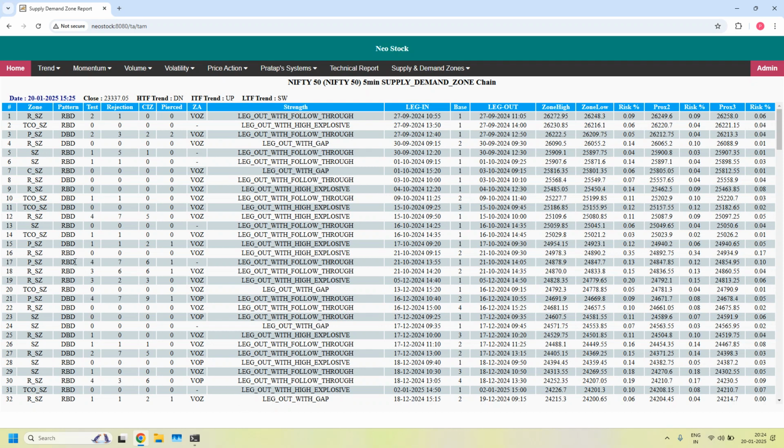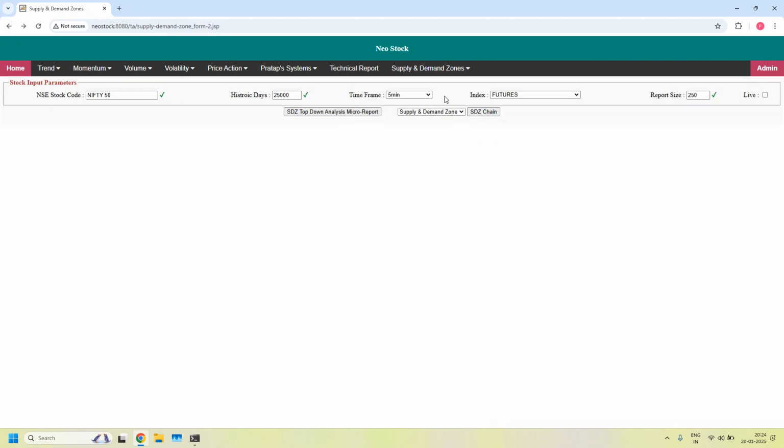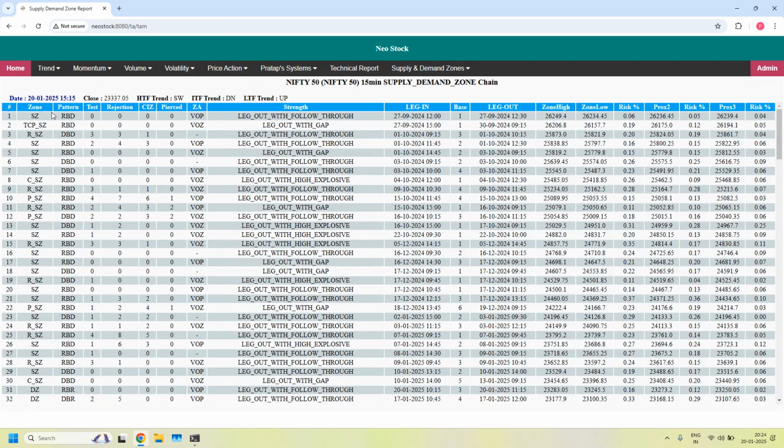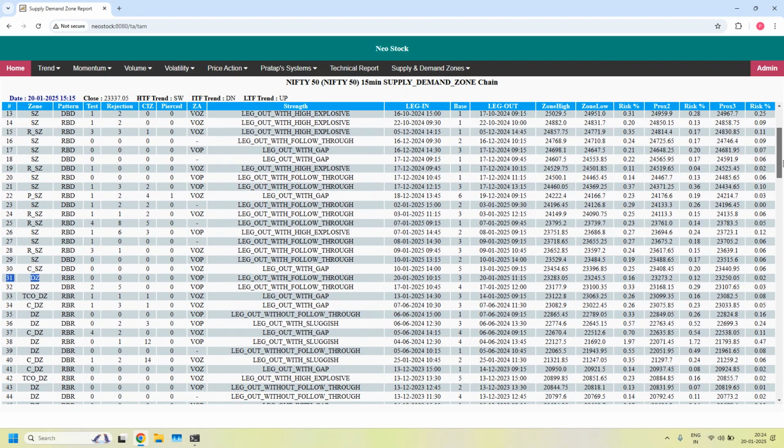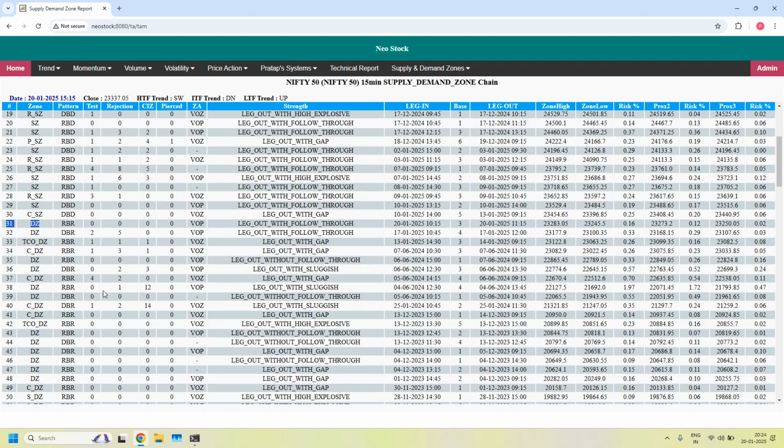But for 15 minutes and 5 minutes, maybe we have to regenerate again. We have to scroll the list down because you are seeing only supply zones. So the 15 minutes supply demand zone chain. Here you have demand zone. Because the list is small, I am scrolling the list down. So now you can see more demand zones above supply zones.